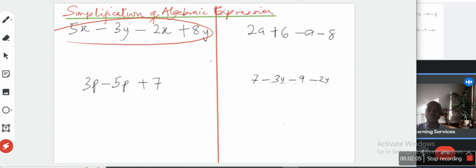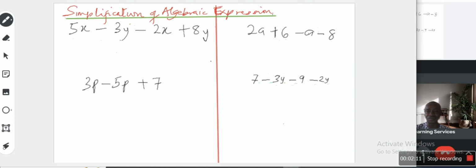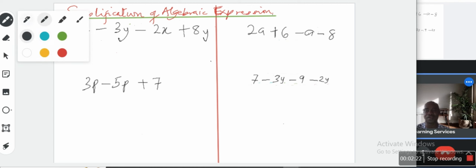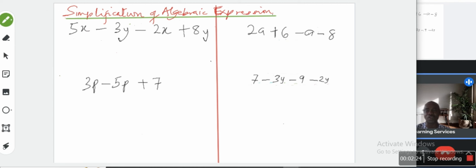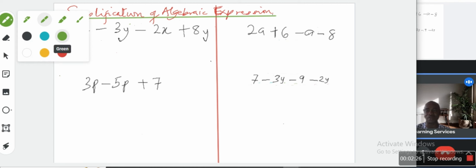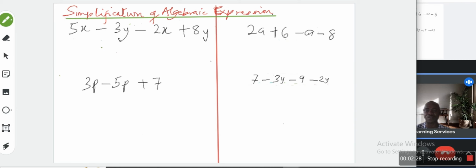So do you remember what we do? Do I move 8y to the other side? Well, you will collect like terms, but their signs are not going to change because it's not an equation. You will collect like terms, okay? So you want to collect like terms, first of all, in terms of y or in terms of x. I think we can start with the ones for x, right?